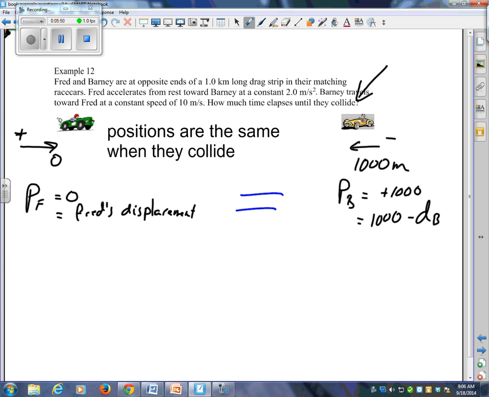But if you don't, then give me the... I'm not seeing a lot either. Okay, what is Fred's displacement? Fred is accelerating from rest at a constant 2 meters per second squared. So Fred's displacement is equal to, D is equal to v_i t plus 1/2 a t squared.